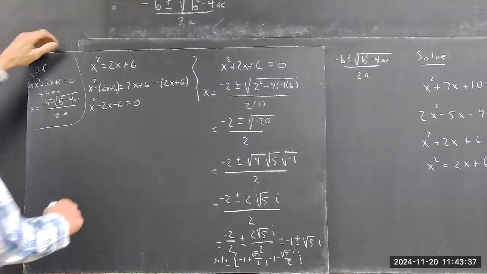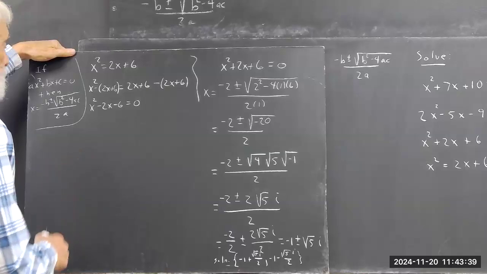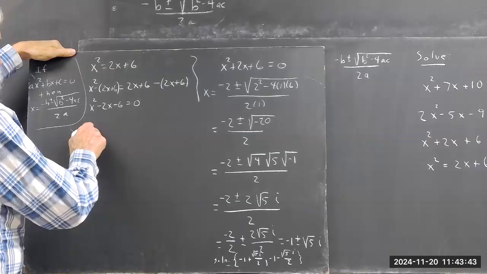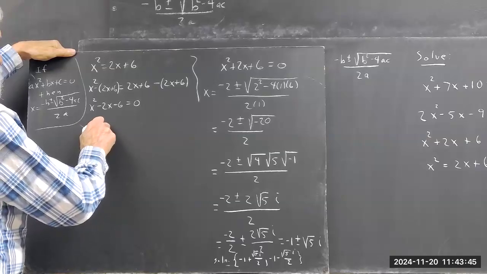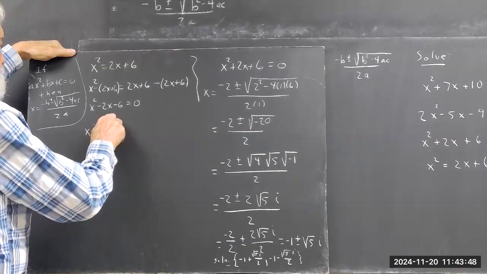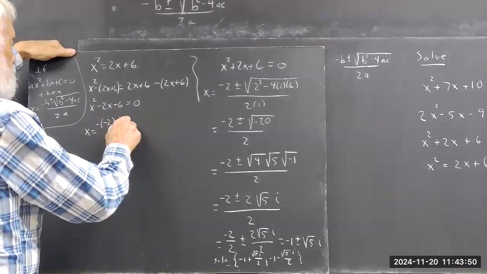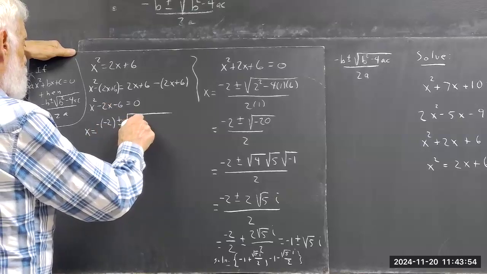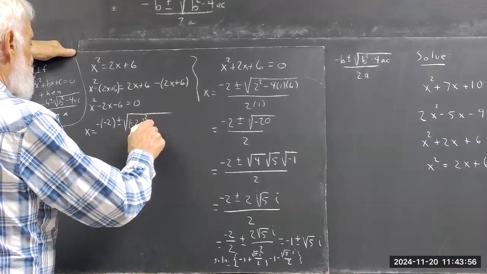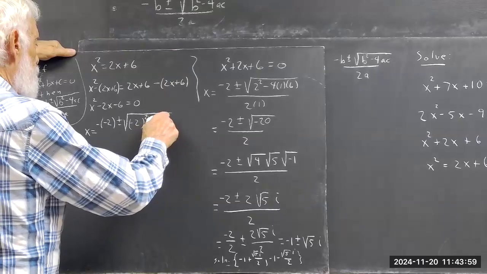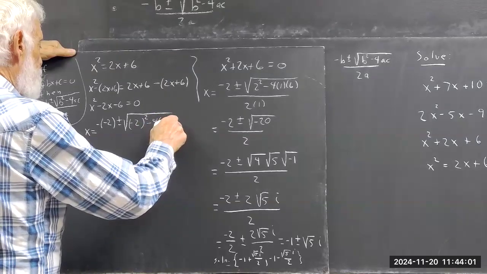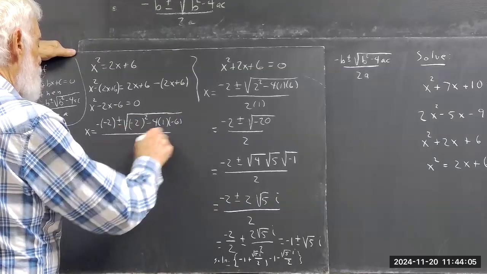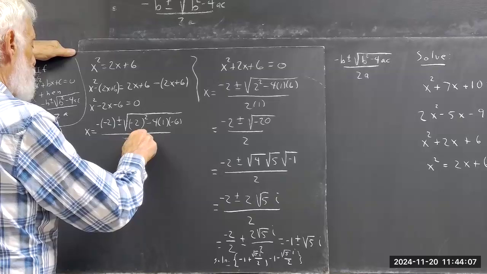All right. Now, at this point, you go to the quadratic formula. Negative of -2 plus or minus the square root of -2 squared minus 4 times 1 times -6. All that divided by 2 times 1.